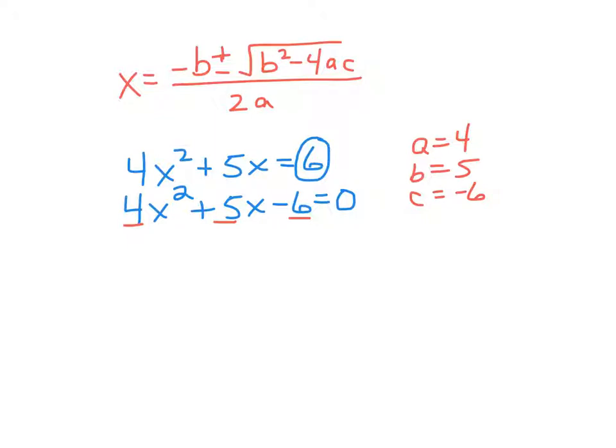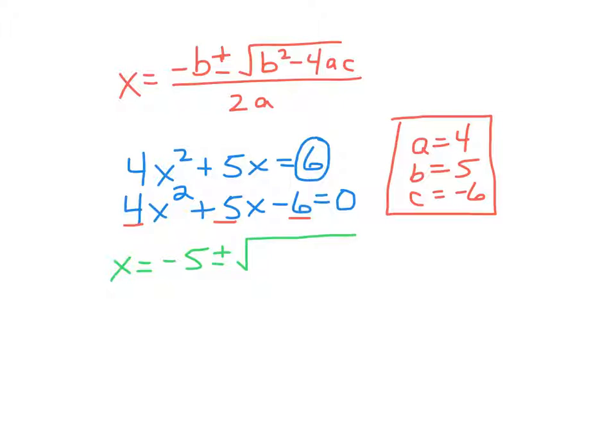Okay, so I have my a, my b, and my c, and I'm just going to plug in that information. So I have x is equal to, I need the opposite of b. B is equal to 5, so it's negative 5 plus or minus the square root of, I need b squared. B is equal to 5, so that's 25 subtract 4 times a is equal to 4, times c is equal to a negative 6, all over 2a. A is equal to 4, so on the bottom, I get an 8.